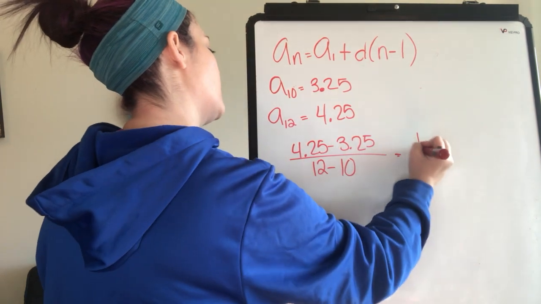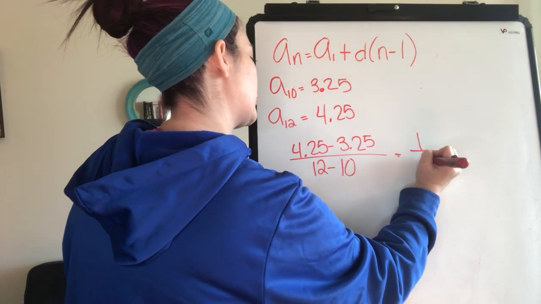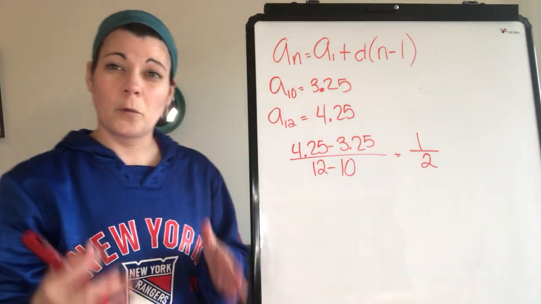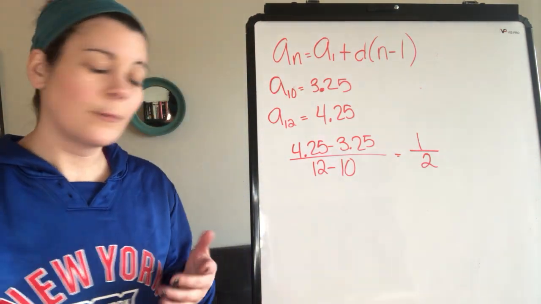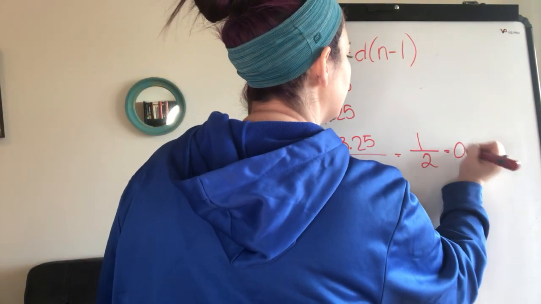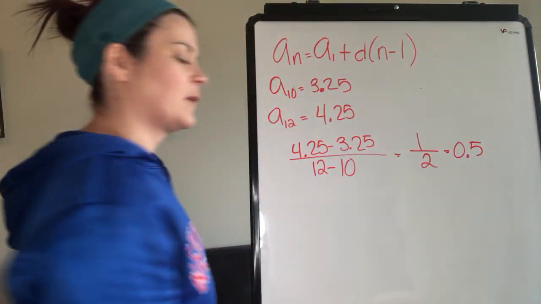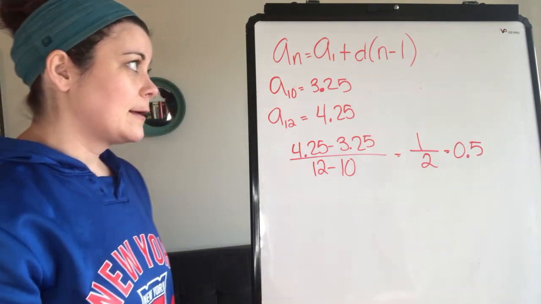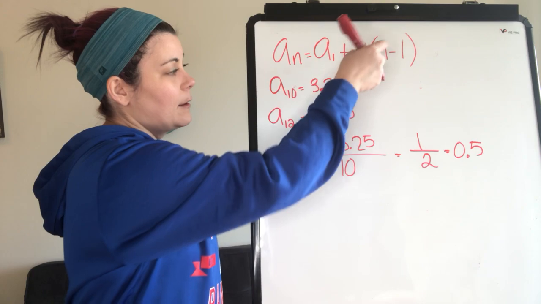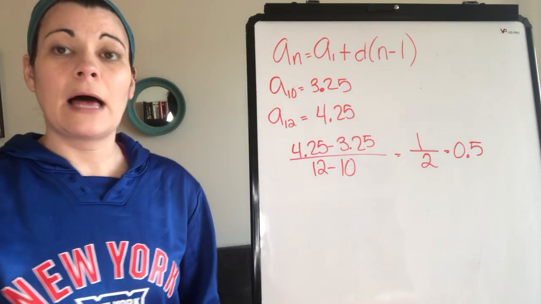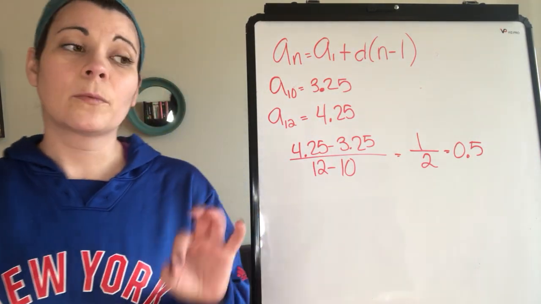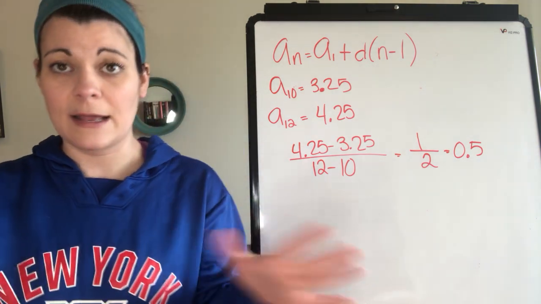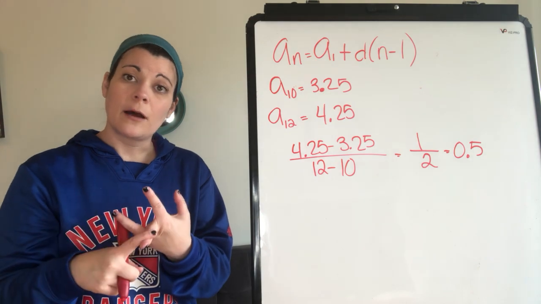So this is 1 over 2. So the common difference is 1/2. If you want to change that to a decimal, 0.5, you can. So the common difference is 0.5. Now I know the common difference, so now I can take either of these, plug it into here, and figure out the first term. Because to write an equation, you need to know the first term and you need to know the common difference. That's it.